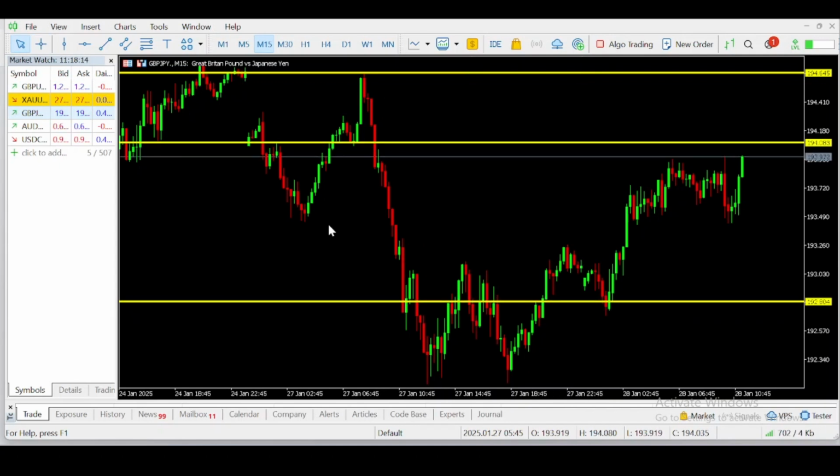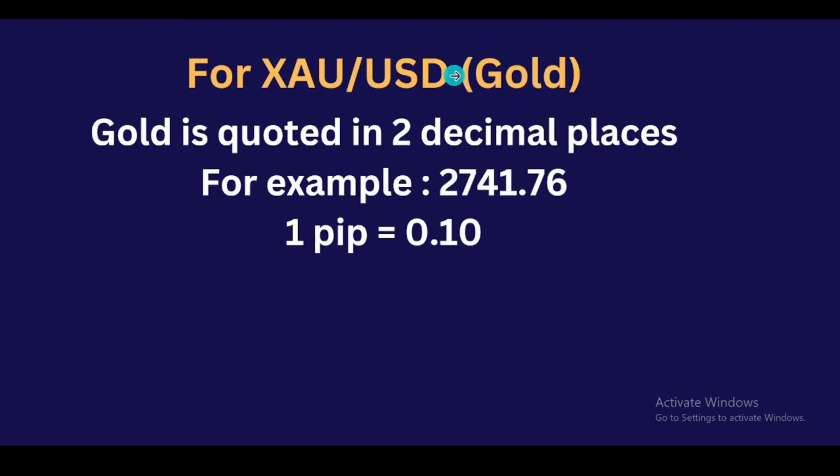I'm also going to show you how to calculate pips for gold. Gold is quoted in 2 decimal places. Look at here, this is 2741.76. They are quoted in 2 decimal places, right? So 1 pip is equal to 0.10. This formula is what we are going to use to calculate our pips, so take note of it. 1 pip is equal to 0.10.